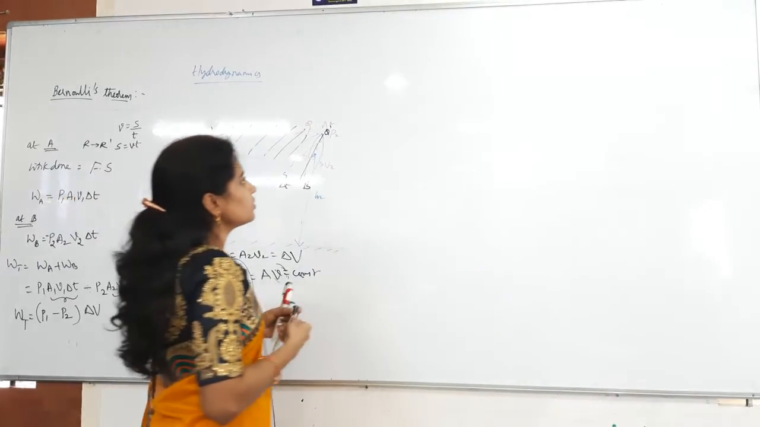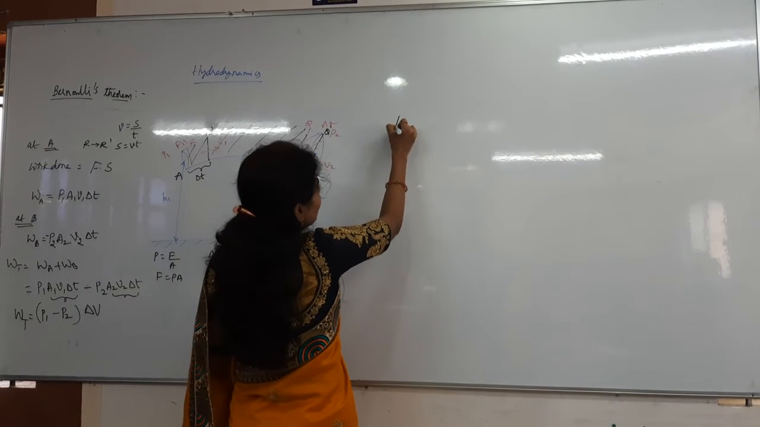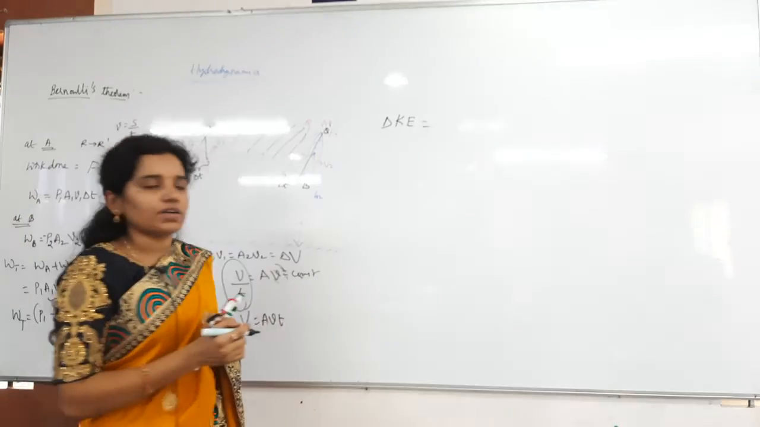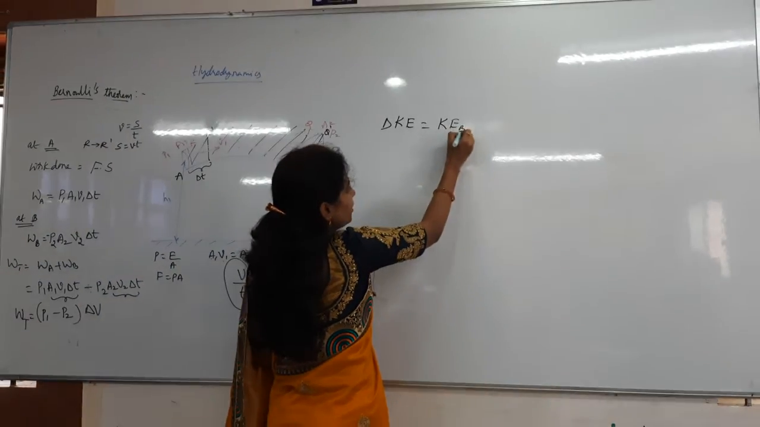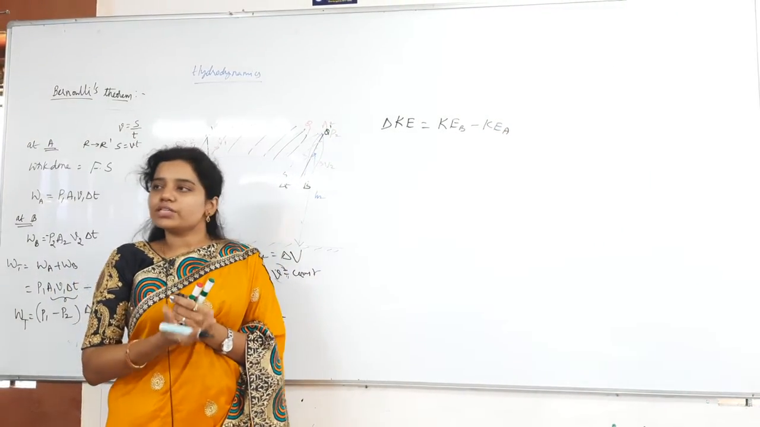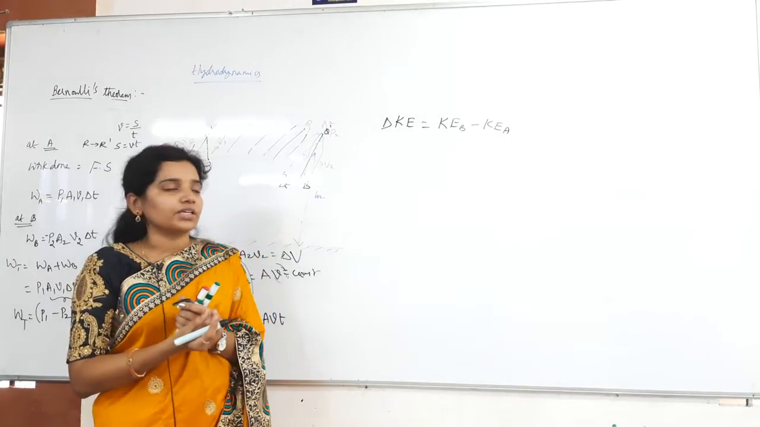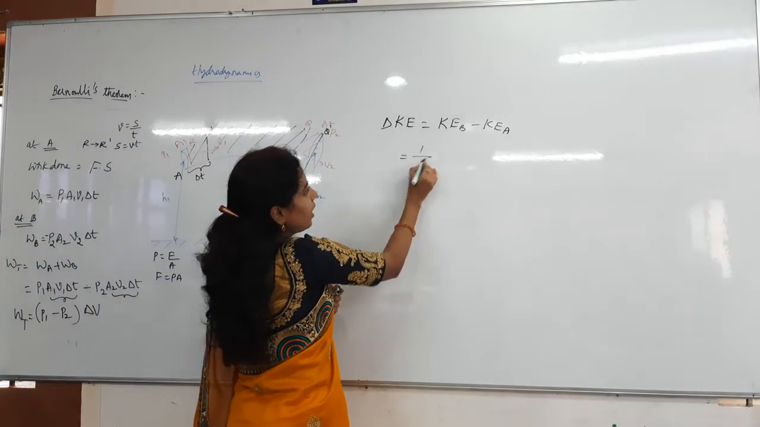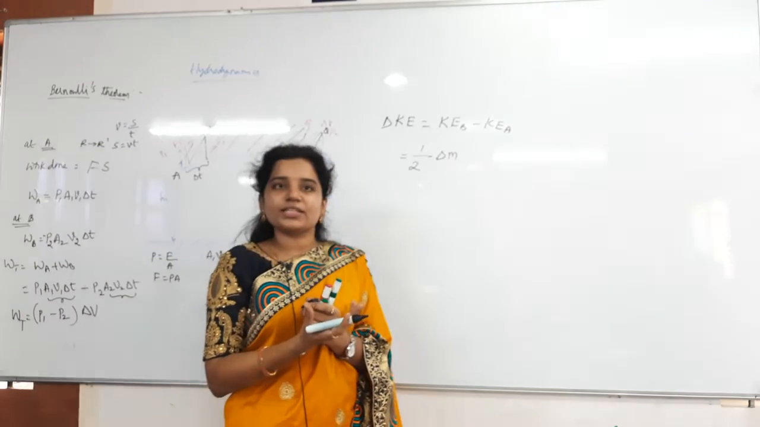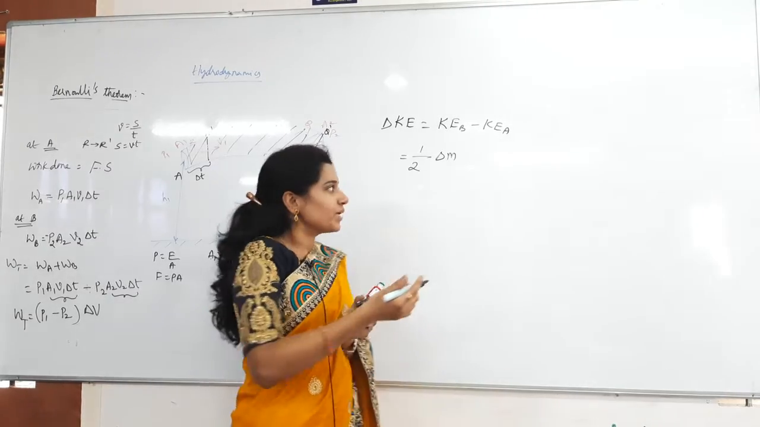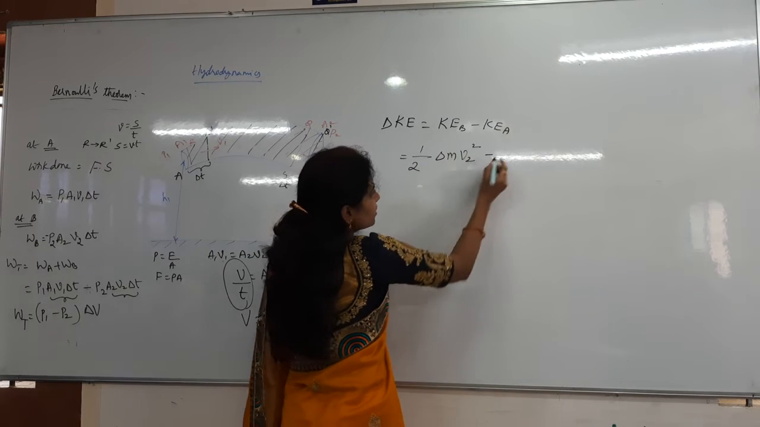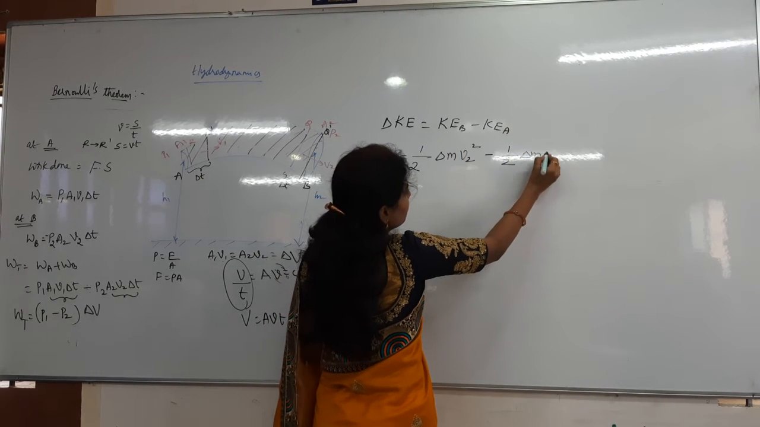Now the kinetic energy at A and B: delta KE is equal to the kinetic energy at point B minus the kinetic energy at point A. The rate of fluid flow is always constant by the equation of continuity. So what is the kinetic energy at point B? Half into mass, how much mass here? Delta M. Volume is changing, so indirectly mass is changing. Delta M into velocity at B is V2 square, minus half delta M into V1 square.